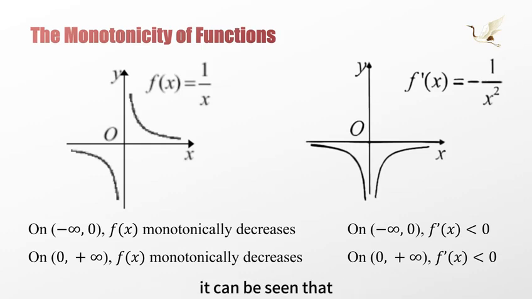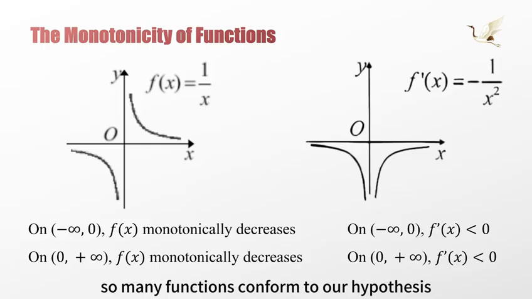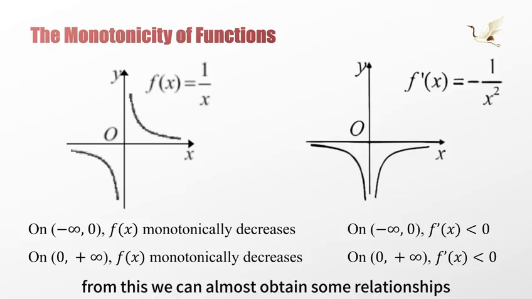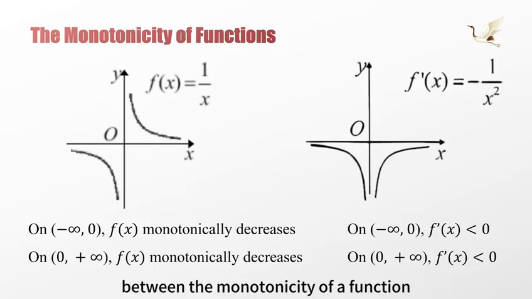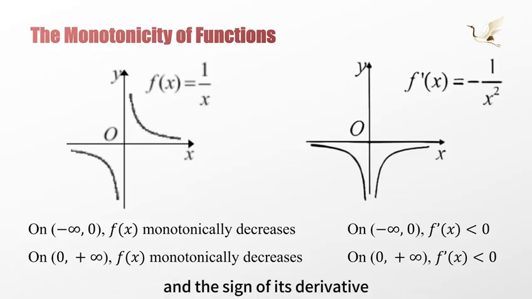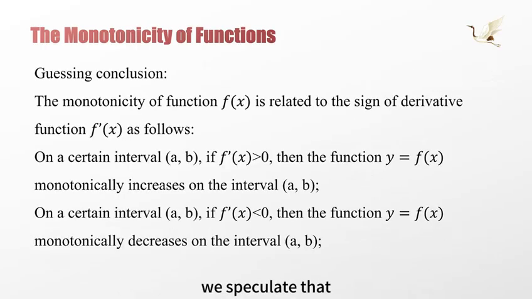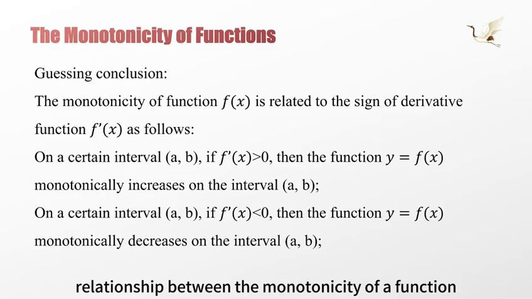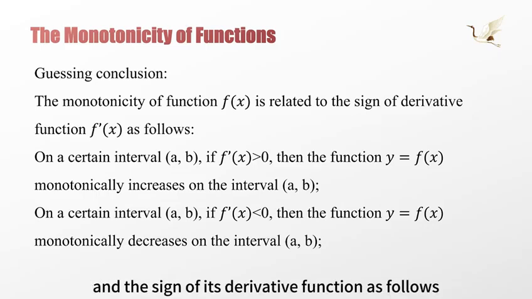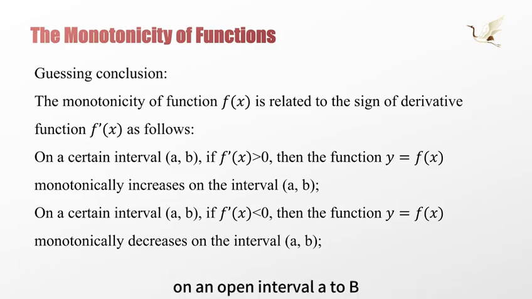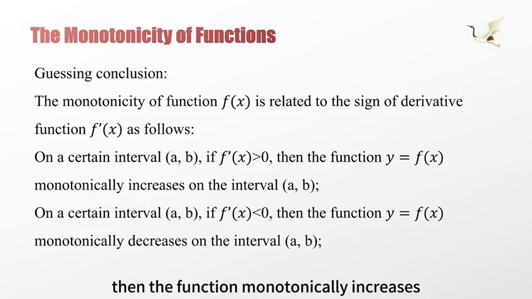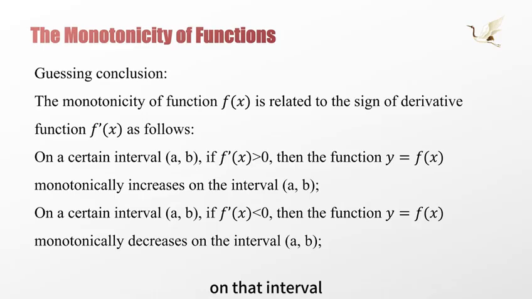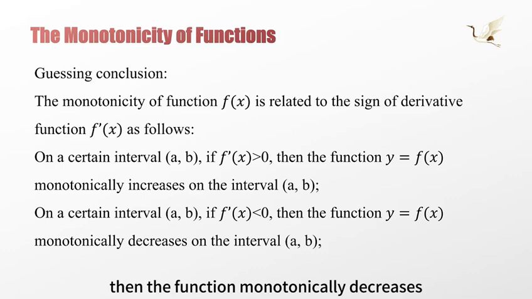It can be seen that many functions conform to our hypothesis. From this, we can almost obtain a relationship between the monotonicity of a function and the sign of its derivative. We speculate that the relationship is as follows. On an open interval (a, b), if the derivative is greater than 0, then the function monotonically increases on that interval. On an open interval (a, b), if the derivative is less than 0, then the function monotonically decreases on that interval.